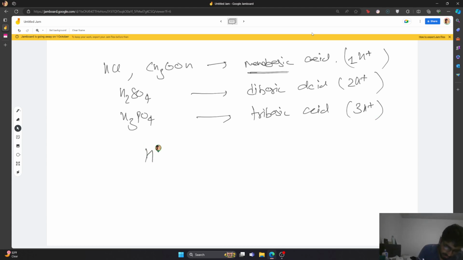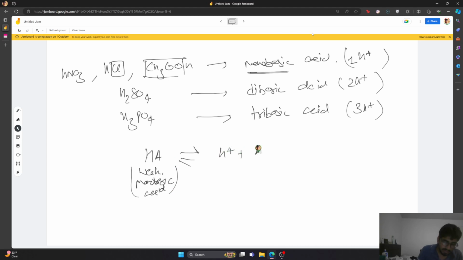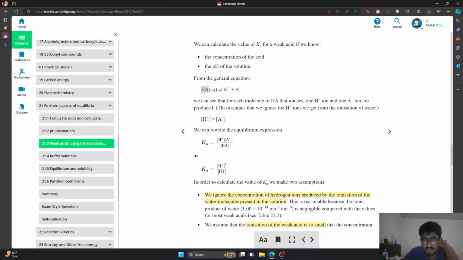So in this case, they took an example of HA, which is a monobasic acid. A can be any anion. In this case it is Cl minus, in this case it is CH3COO minus, or if it is HNO3, then it is NO3 minus. If it's a weak monobasic acid, then it splits as H plus and A minus, in an equilibrium reaction. So you can write the Ka of this monobasic acid as H plus times A minus over HA at the bottom.